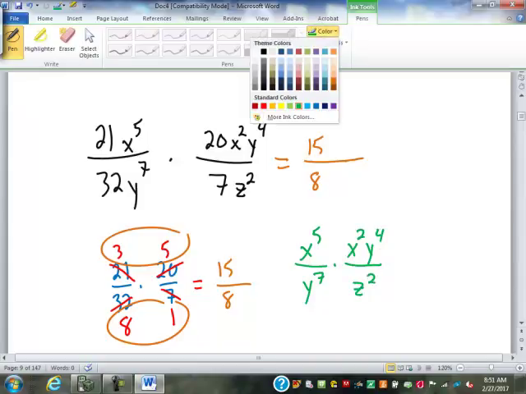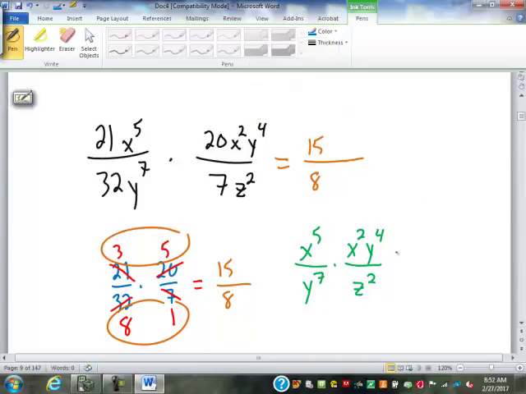Okay. So I threw a little bit of a curveball in there on you. Now we have to multiply these out. X squared, y squared is x to the 7th, and then y to the 4th. On bottom, we've got y to the 7th, z squared.